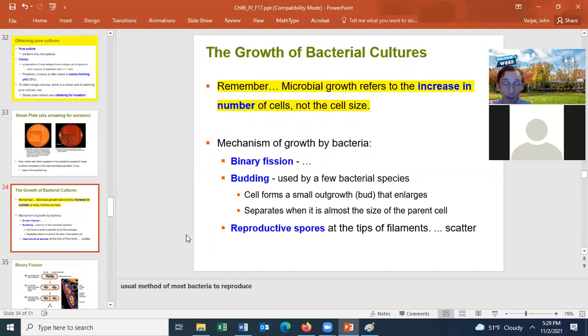We'll see that. Bacteria can also grow by budding, where 1 parent cell puts out a bud. And then there's a few bacteria that reproduce by reproductive spores. Those usually have tips at the filament bacteria, which has a tip, and they'll have a few reproductive spores on it.